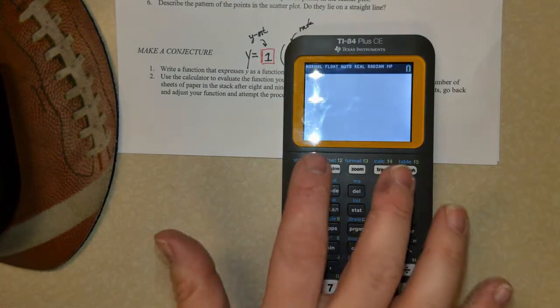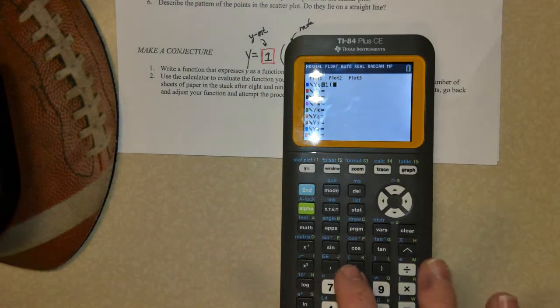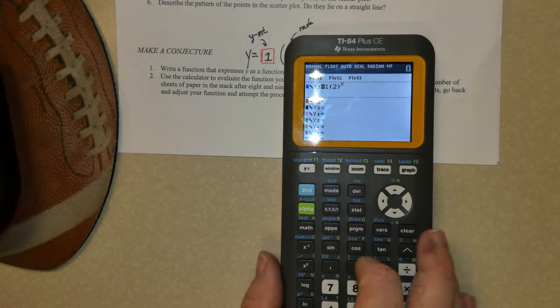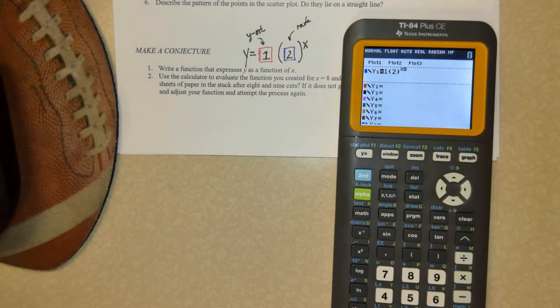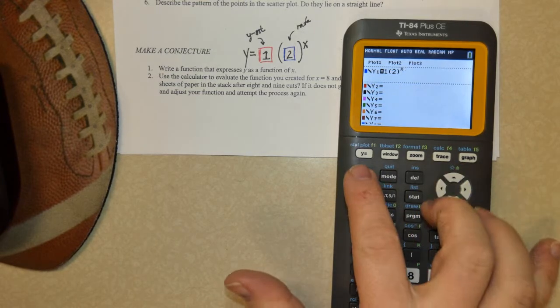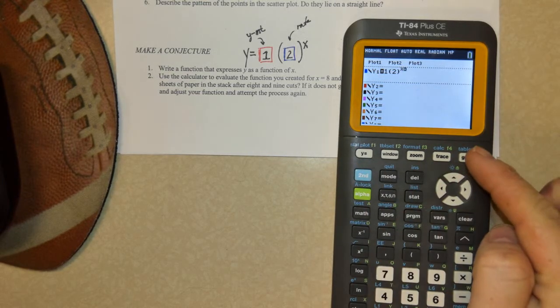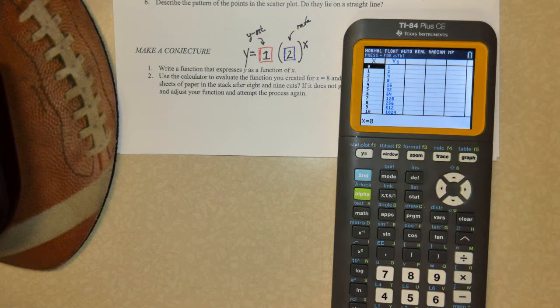Let's check to see if this kind of matches up. So just follow my lead here. Go to y equals, and let's plug it in. Now instead of hitting graph, I want to see a table of values. I want to see if they match my table of values. So I'm going to do second graph, and I get my values here.